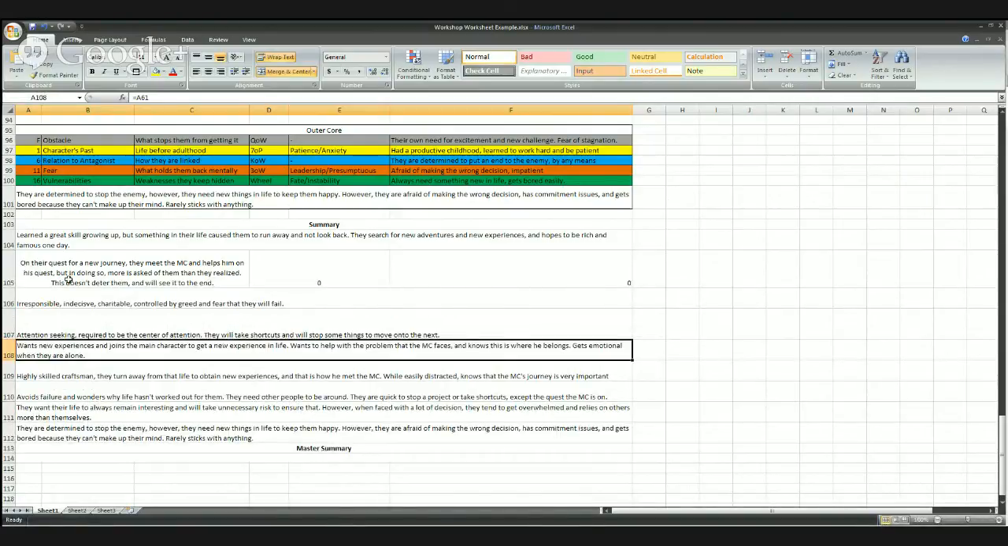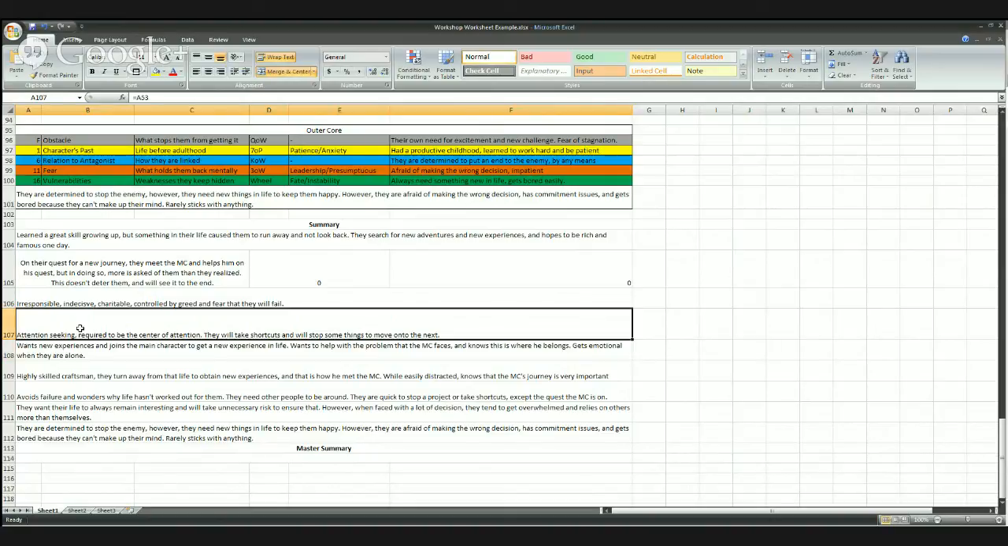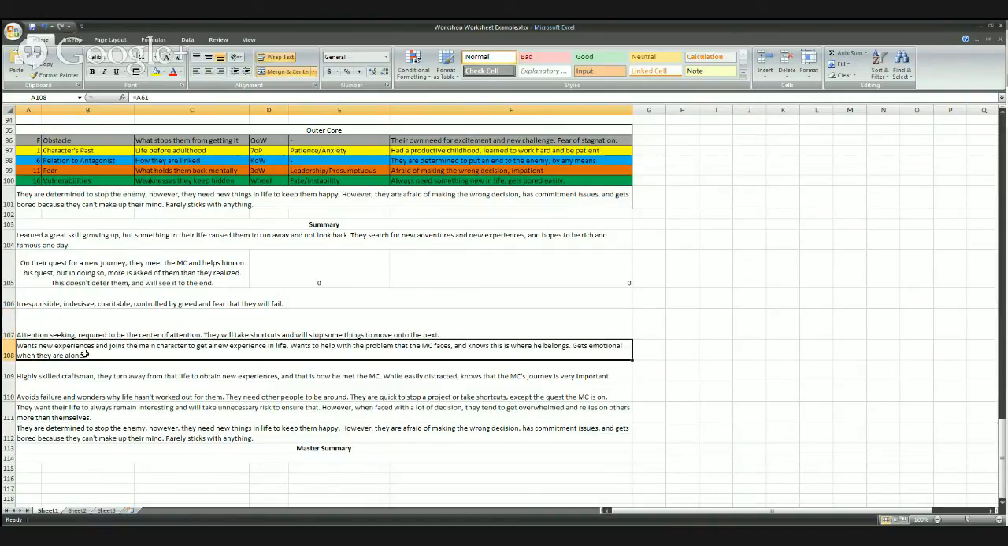But in doing so, more is asked of them than they realize. This doesn't deter them, and they will see it to the end. They are responsible, indecisive, charitable, controlled by greed and fear that they will fail. They're attention-seeking, requiring to be the center of attention. They will take shortcuts and will stop some things to move on to the next. They want new experiences and join the main characters to get the new experiences in life.